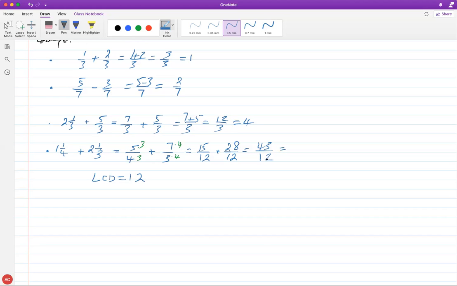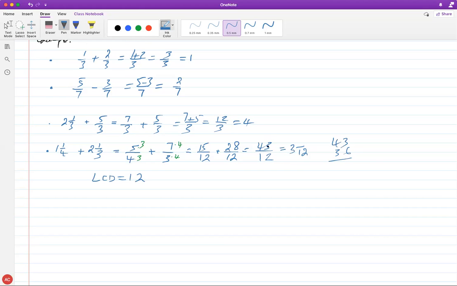12 into 43, that's 3 times. What's the remainder? I think it's 9. Is it 9? Not exactly 9. So we have 12 into 43. 4 twelves are 48, so that's too much. 3 times 12 is 36.